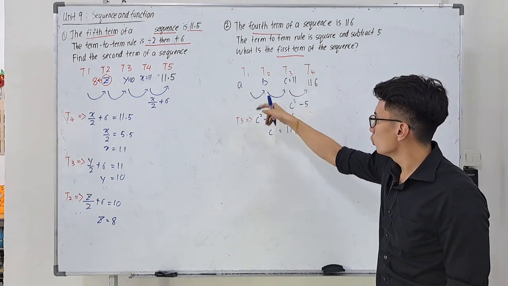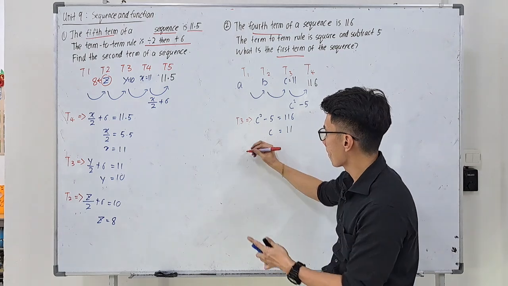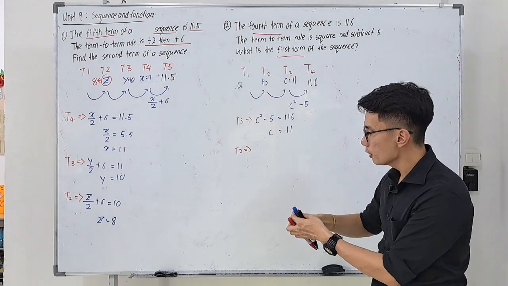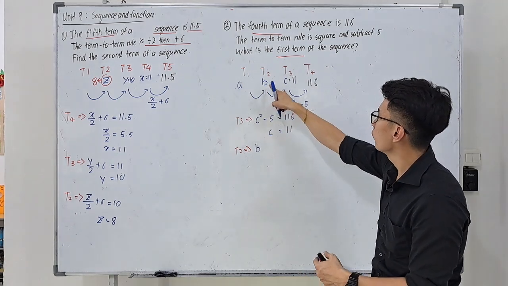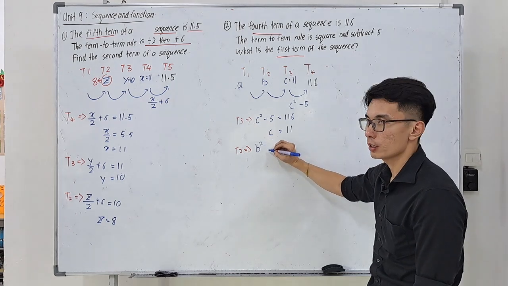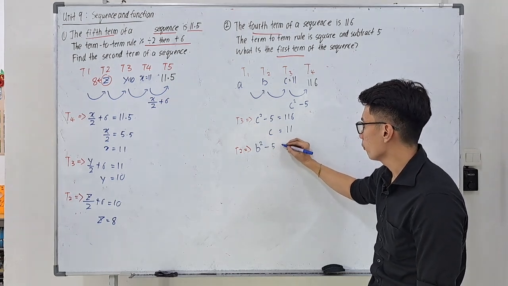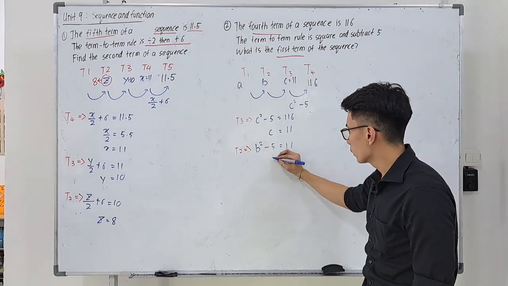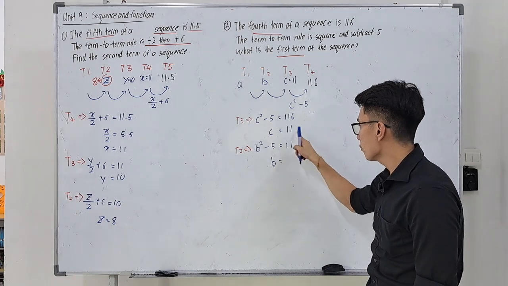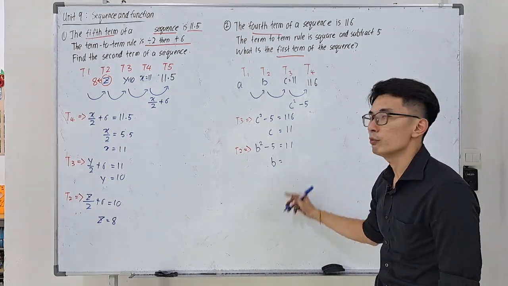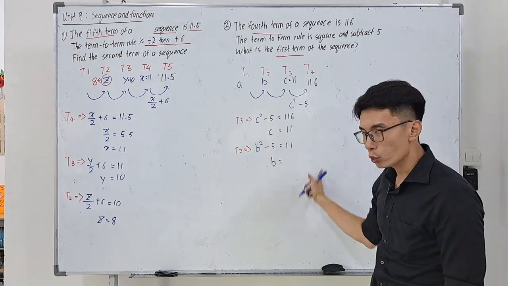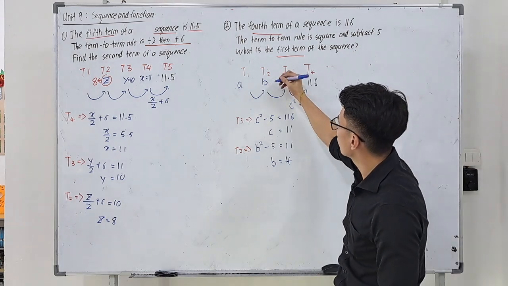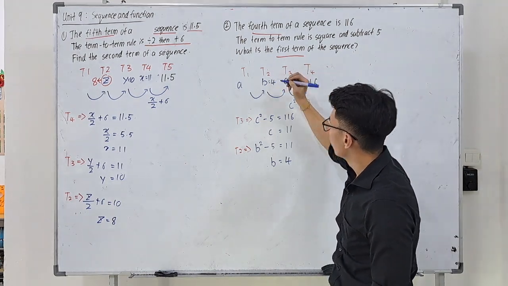So we can continue to do this. For term 2 right now, it's this number, which is B. That number, following the term to term rule, I have to square it, and then I have to subtract 5, and that will give me 11. So we can solve this very quickly. Negative 5 moves over here, that will be plus 5. So 11 plus 5 is 16. Bring the square over, so square root of 16 will give me 4. So I know B over here is 4.